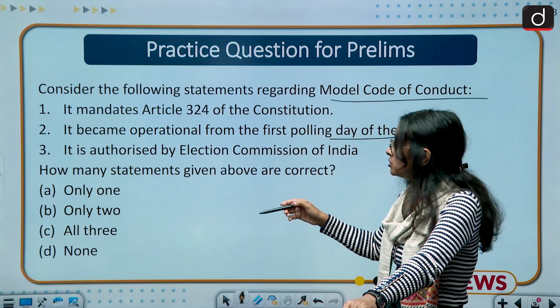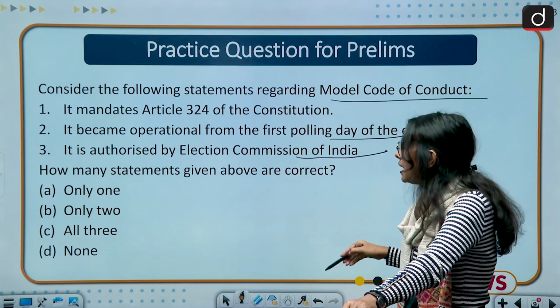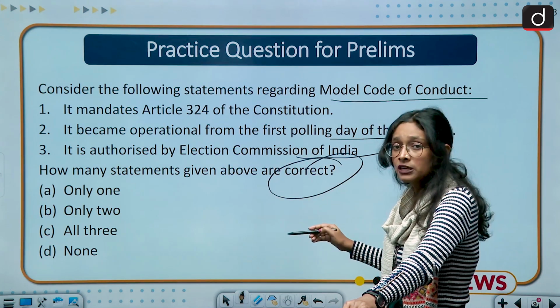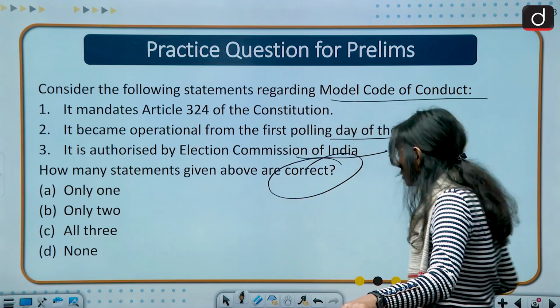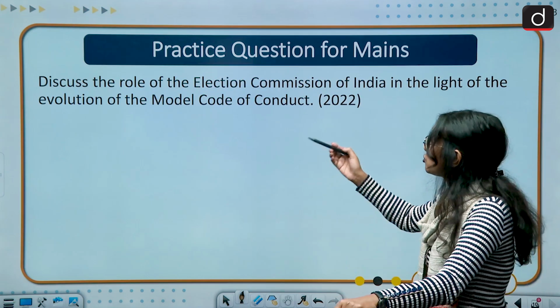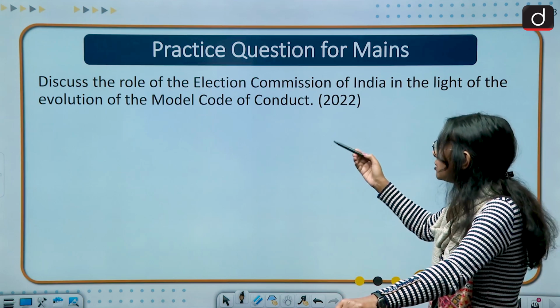Then, coming to the third statement, it is authorized by the Election Commission of India, and here they are asking for the correct statement. So you have to be very careful about the instruction of the question. Kindly answer in the comment section. Moving to the mains question: discuss the role of the Election Commission of India in the light of the evolution of the Model Code of Conduct.